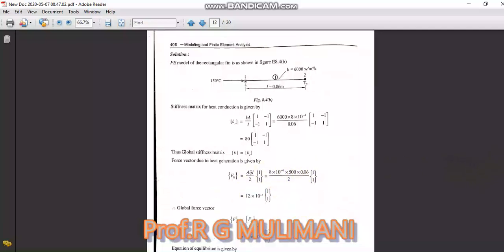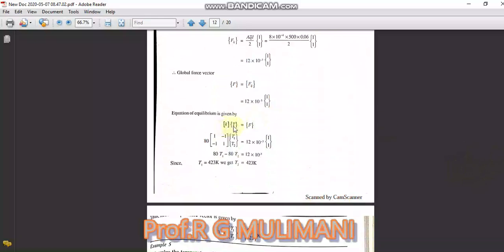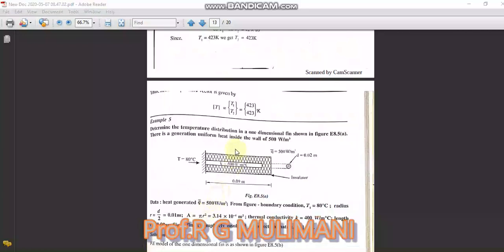Simplifying this, putting it in the equation KT equal to F, where K is the conduction matrix, T is the nodal temperatures, and F is the force vector due to heat generation. So it gives the T1 and T2 values. Okay, let us see one more problem.